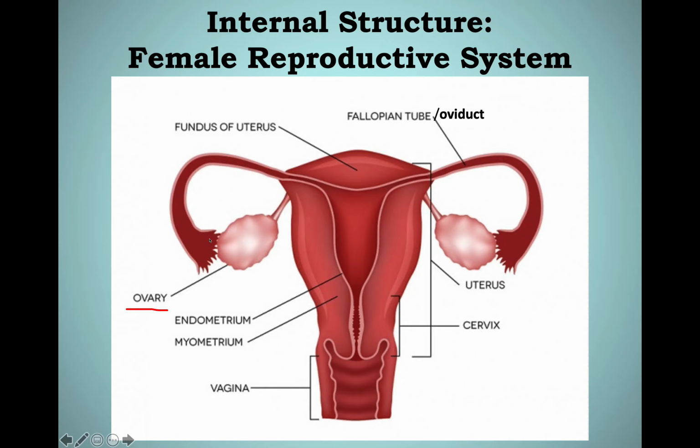Let's move on. Above each ovary, we find tubes, right? Now these tubes are opening above the ovaries, and one end of the tube opens into the uterus. What is the name of that tube?